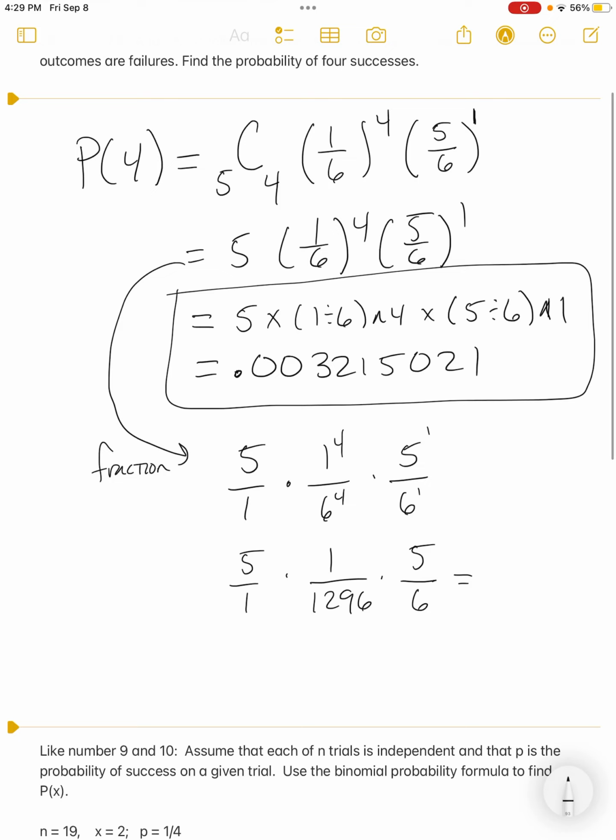Then we simply, to get our answer, multiply the tops to get 25. 5 times 1 is 5, times 5 is 25. And then I hit 1 times 1296 times 6, and I get 7776.